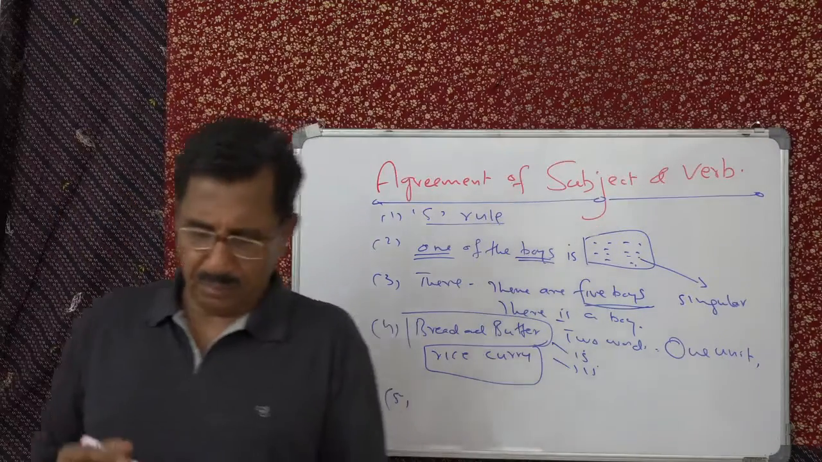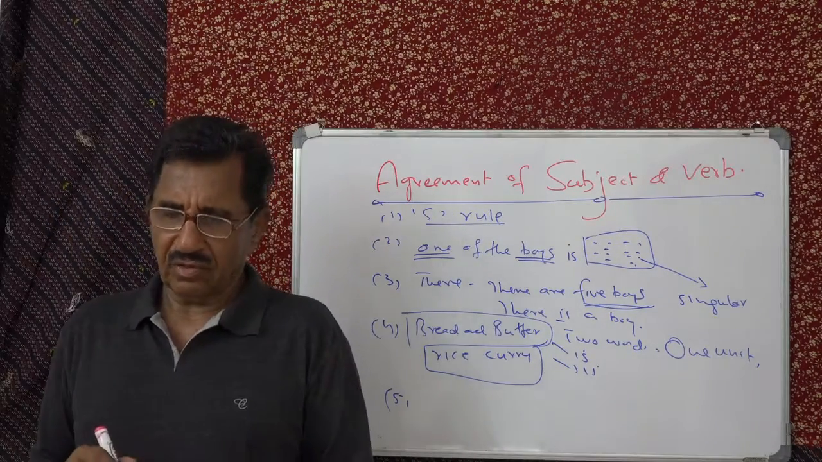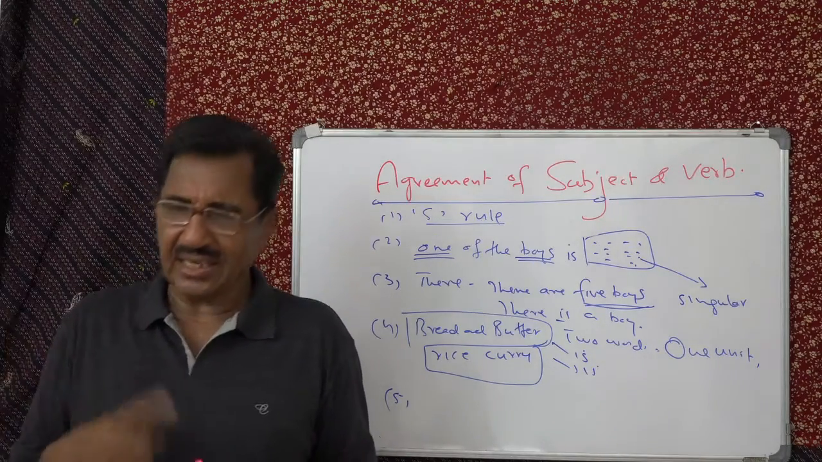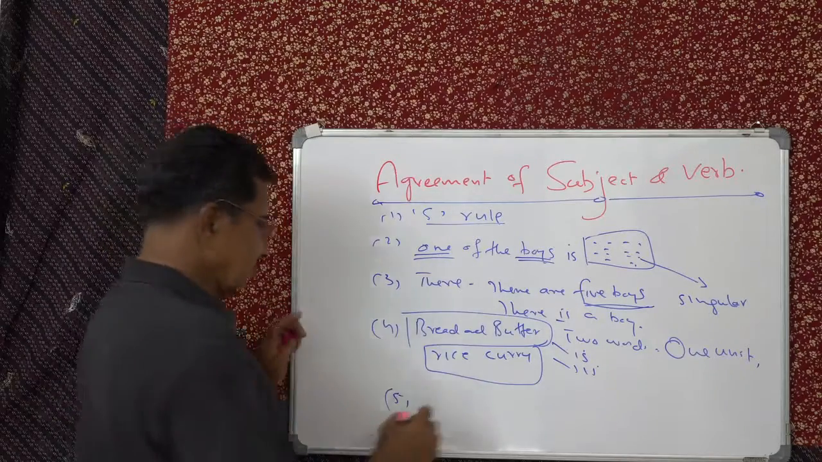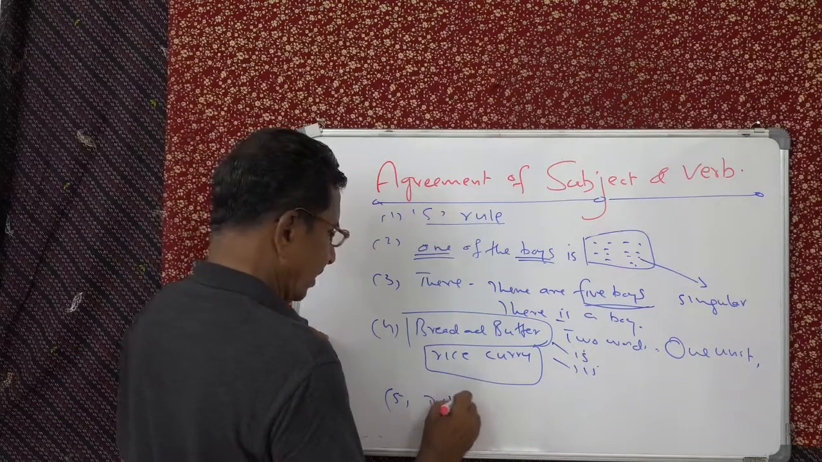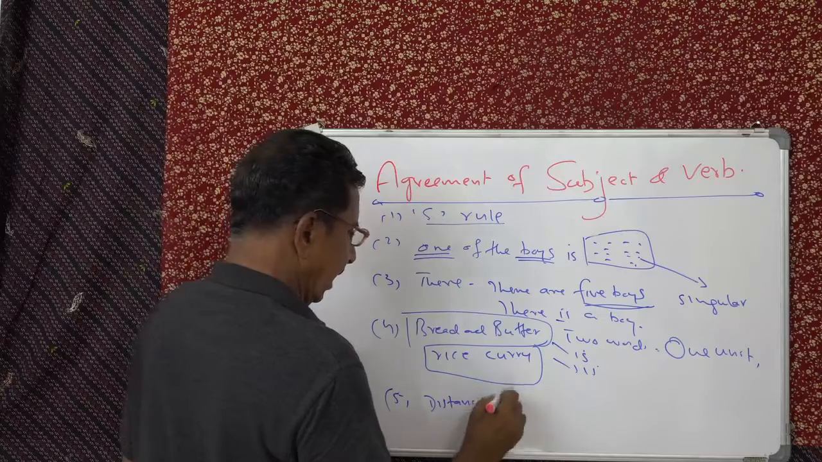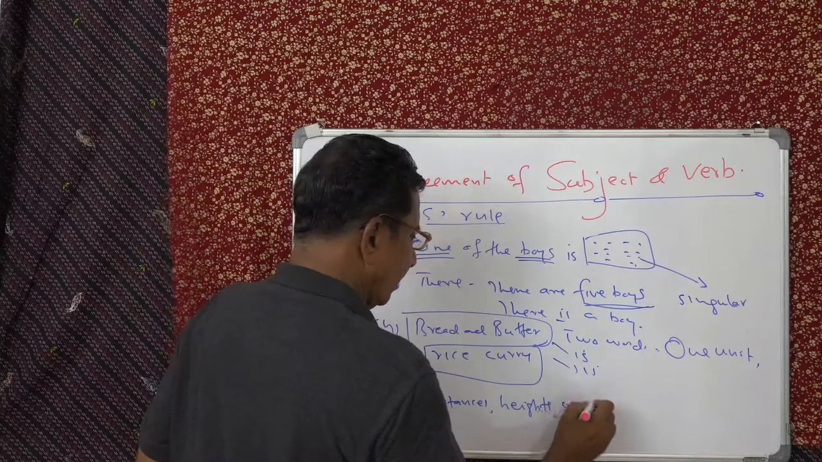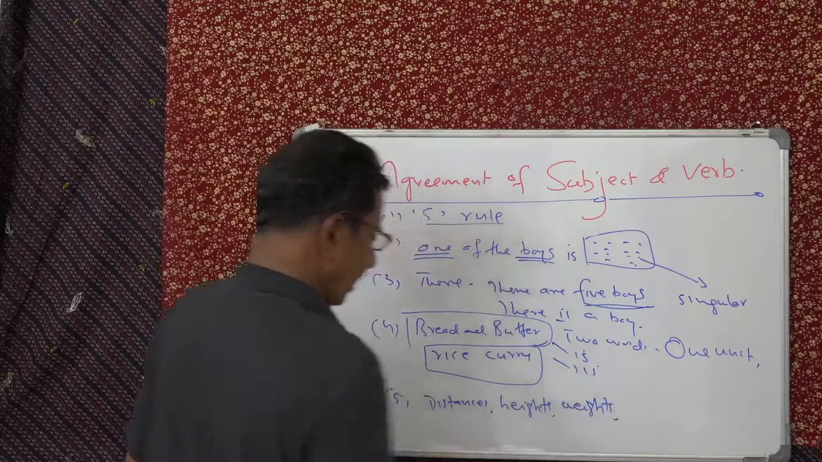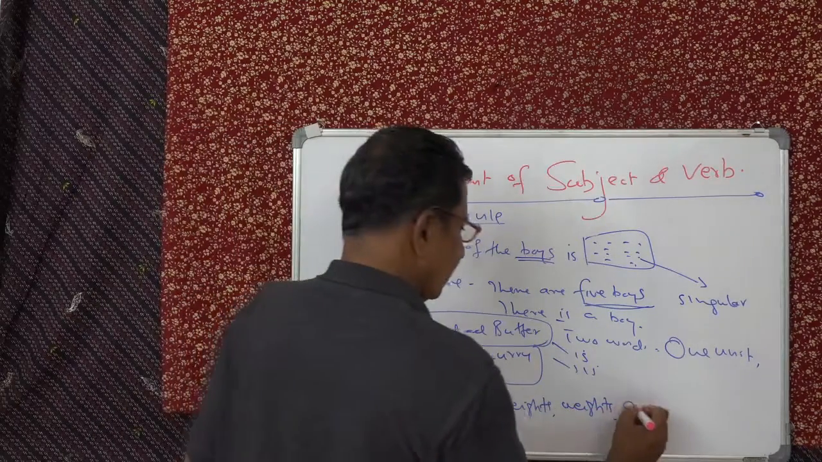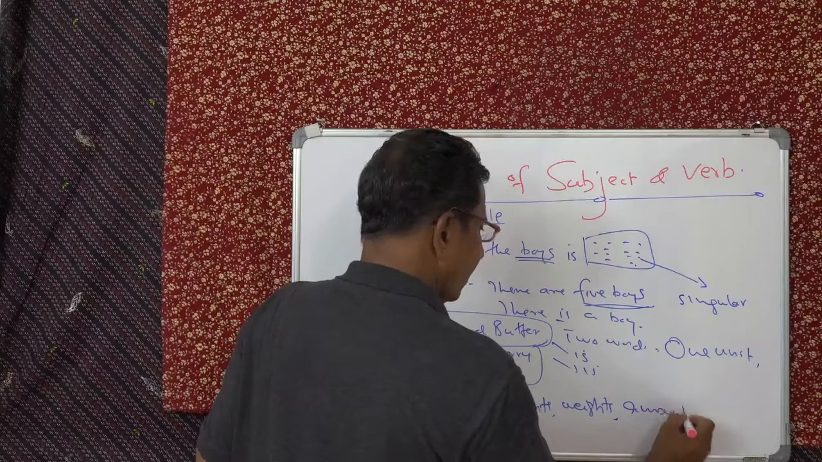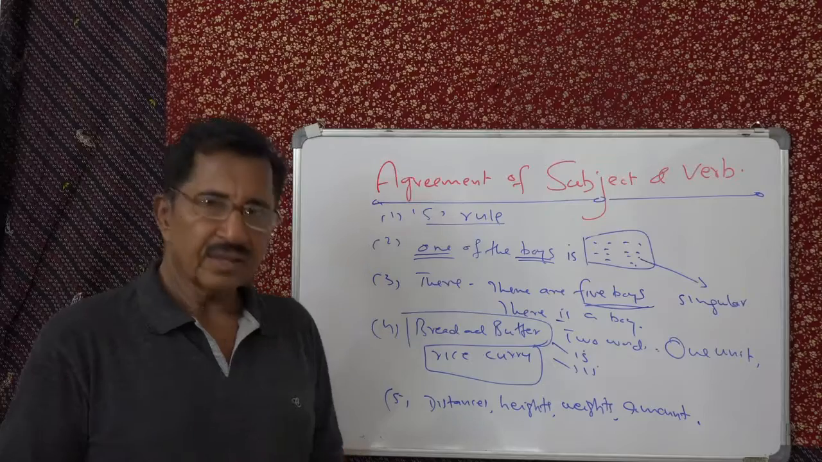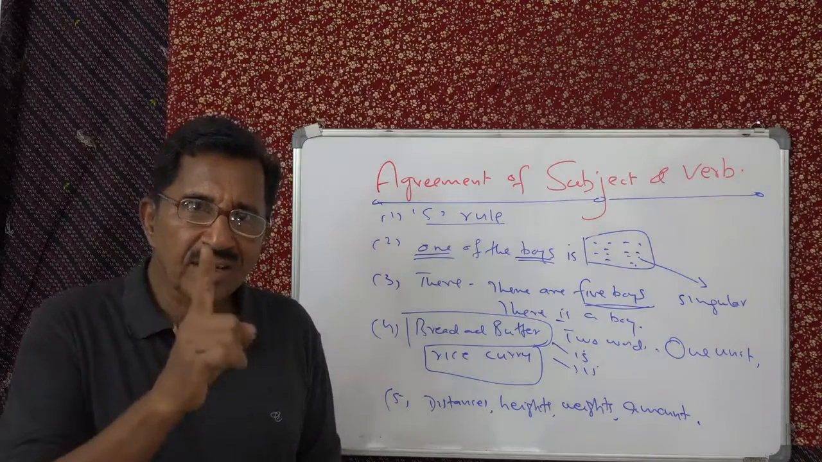Alright. Now the fifth point today is, there are some plural nouns. When you apply them to distances, heights, weights, and amounts of time or money, these nouns are plural, but they are treated as singular in English.